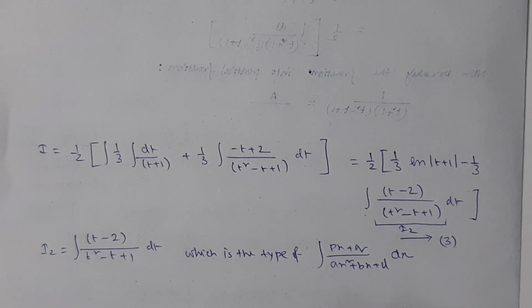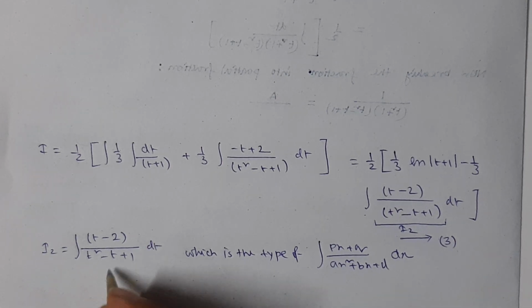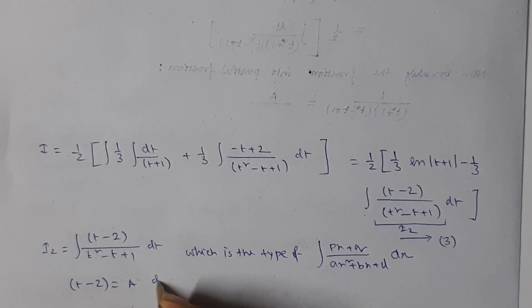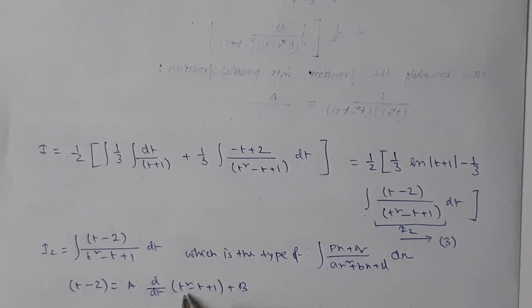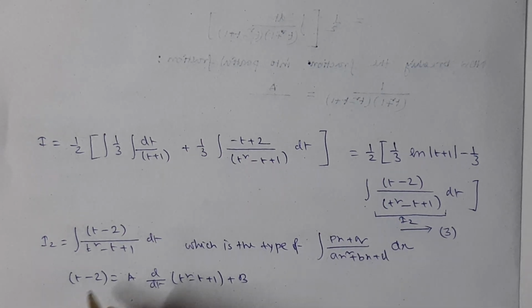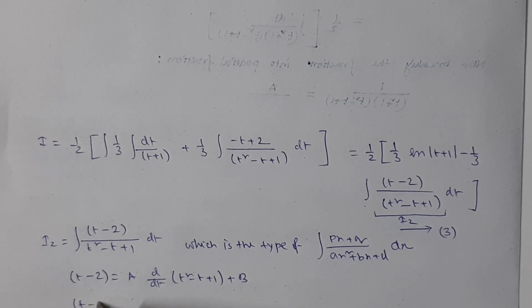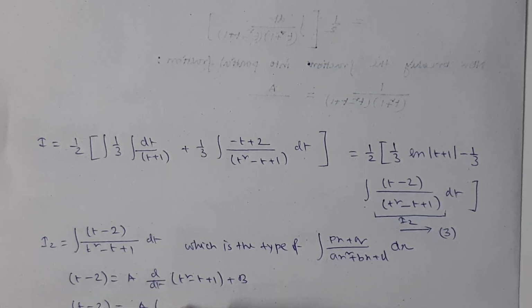Okay, so what we have to do is substitute this. We set a value and have a constant. So t minus 2 is equal to a into d by dt of (t² minus t plus 1) plus b, because we substitute this value, and the result will be ln of (t² minus t plus 1). We do this by comparing t minus 2 with a times the derivative, 2t minus 1, plus b.